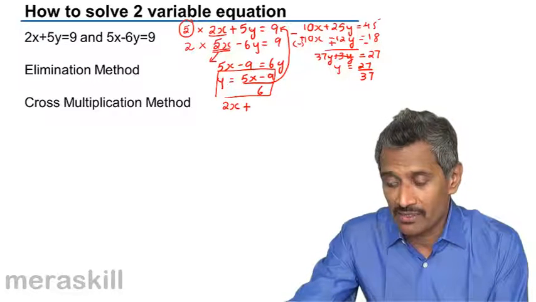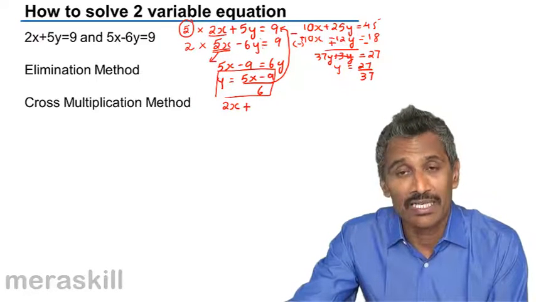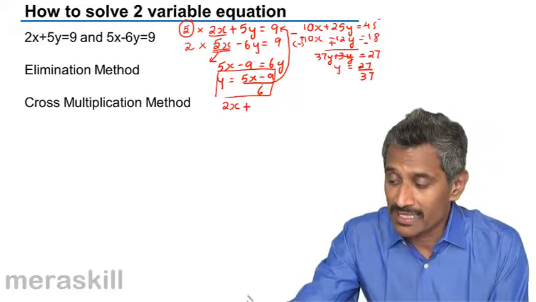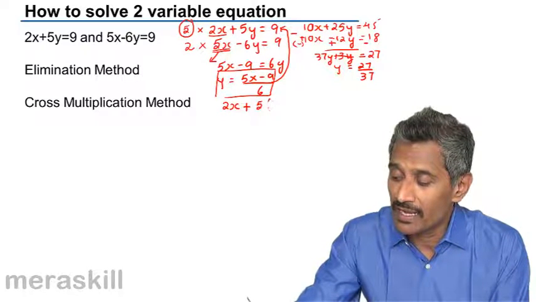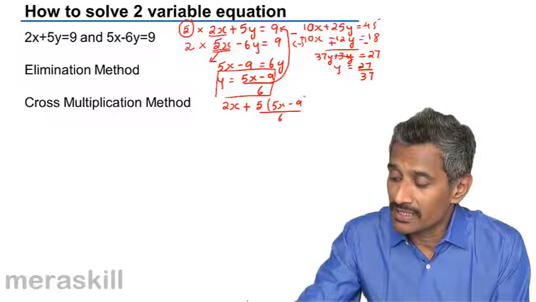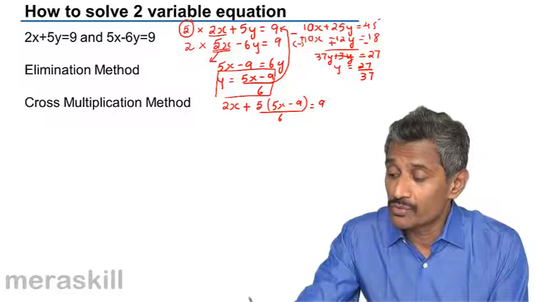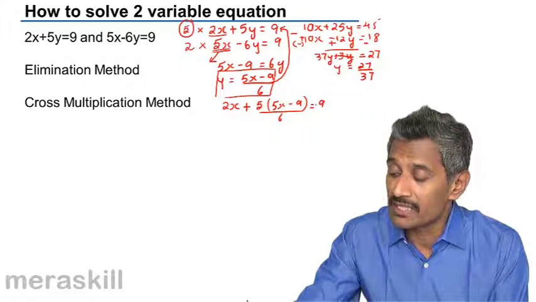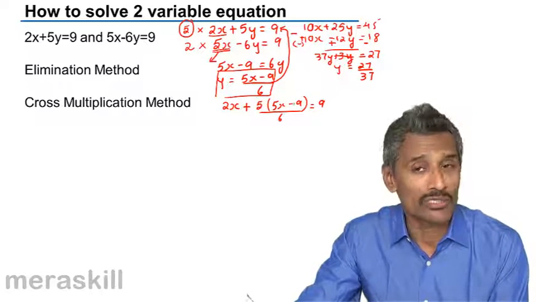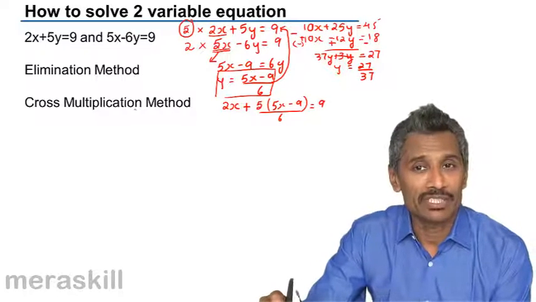So, you can take the value of y or x from equation 1 and substitute in the second, or from second and substitute in the first. So, you get 2x remains as it is. Instead of y, you write 5 into 5x minus 9 upon 6 is equal to 9. So this again would give you 12x plus 25, 37x, and we get accordingly the value of x and the value of y. So this is called the elimination method.